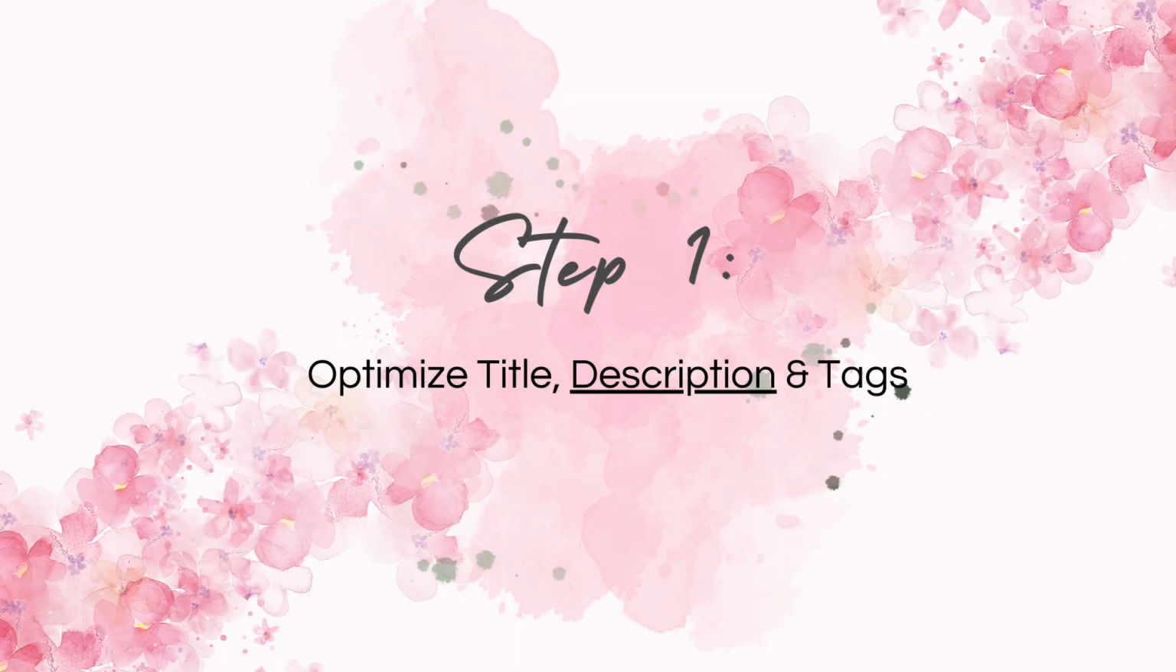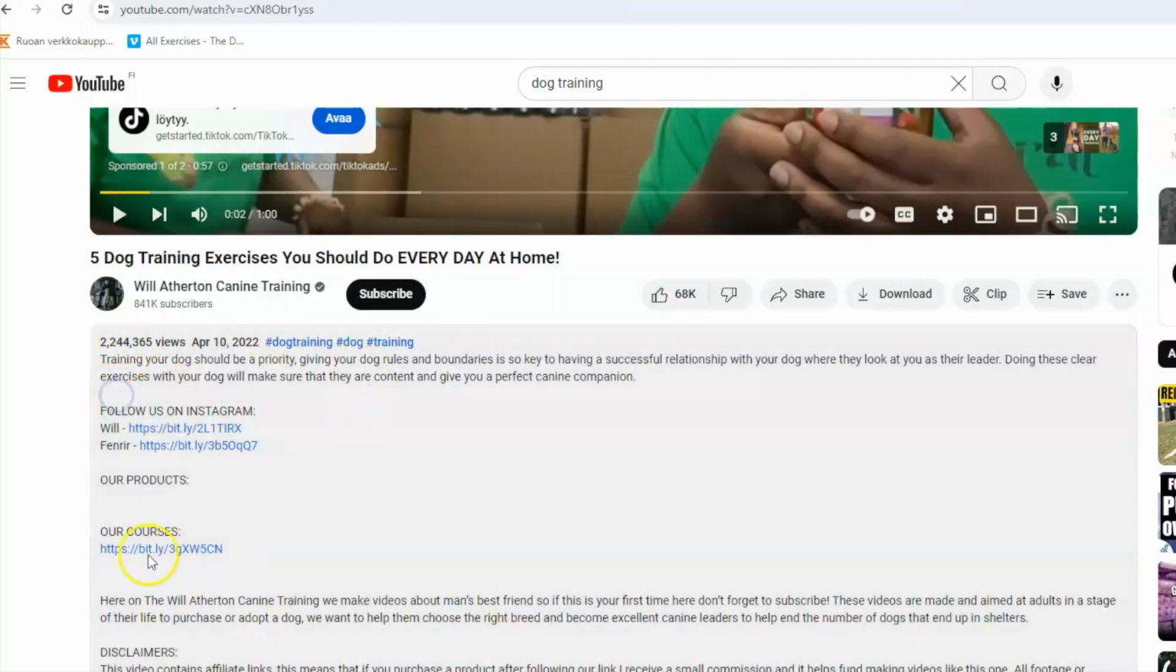Let's open up this 5 dog training exercise video. Here is his description. So training your dog should be priority. Giving your dog rules and boundaries is so key to having a successful relationship with your dog where they look at you as a leader. Doing these clear exercises with your dog will make sure they are content and giving you a perfect canine companion. The keywords he's tapping into: he's using canine, he's using dog, he's using exercises, which is talking about training, rules, dog rules, boundaries. He's getting a lot of great keywords in here and he's writing it in such a way that it doesn't feel keyword heavy, right?